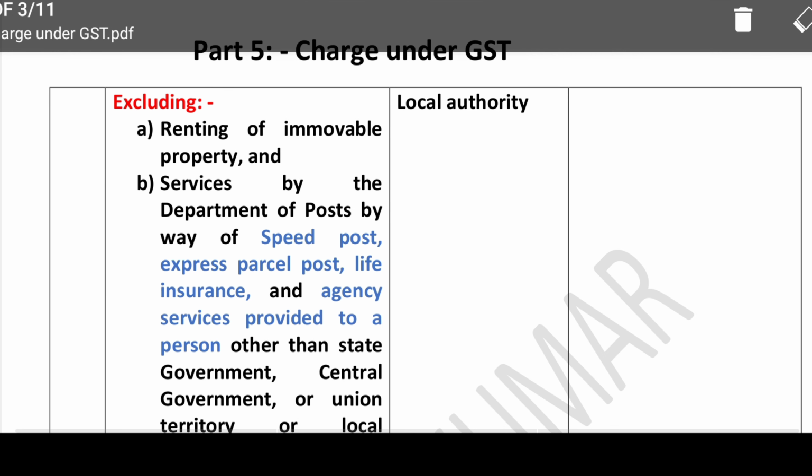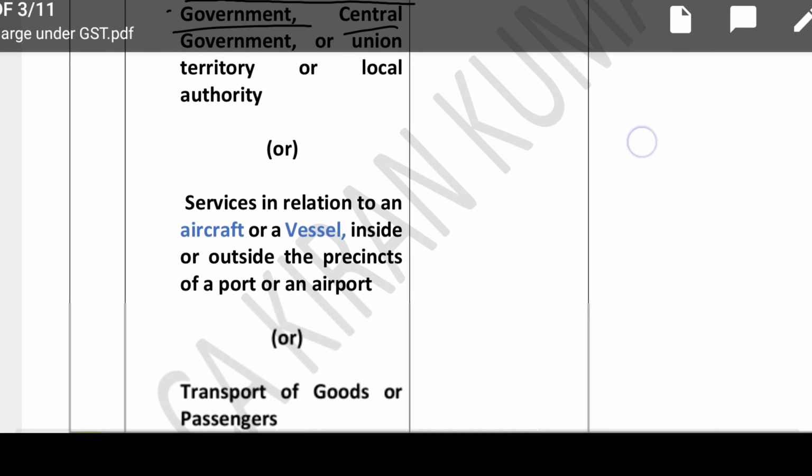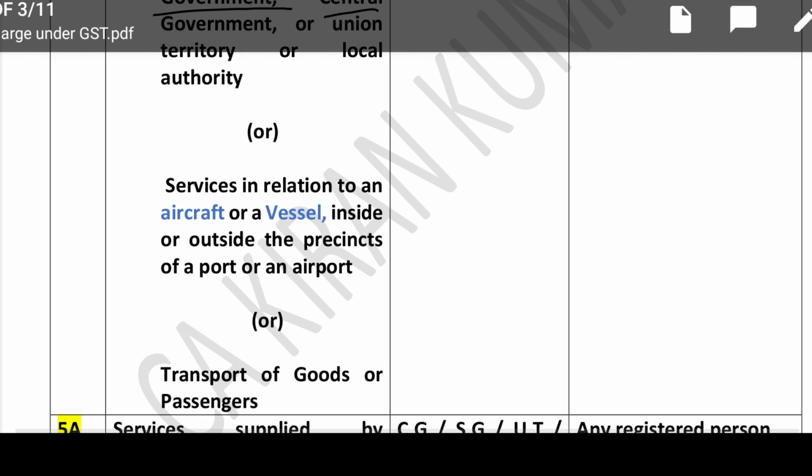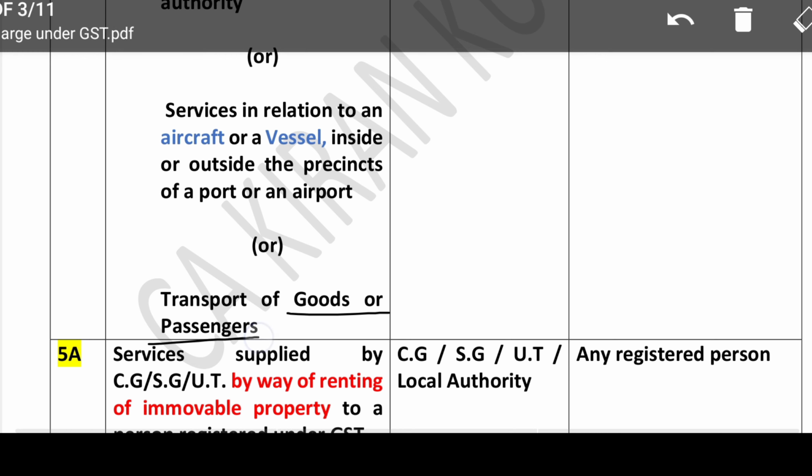Let's see the excluded services: renting of immovable property, services by the Department of Posts by way of speed post, express parcel post, life insurance, agency services provided to a person other than state government, central government, union territory or local authority, or services relating to an aircraft or vessel inside or outside the precincts of an airport, and transportation of goods or passengers. In this case, RCM will not apply if it is provided to a registered person. The government has to pay on forward mechanism.